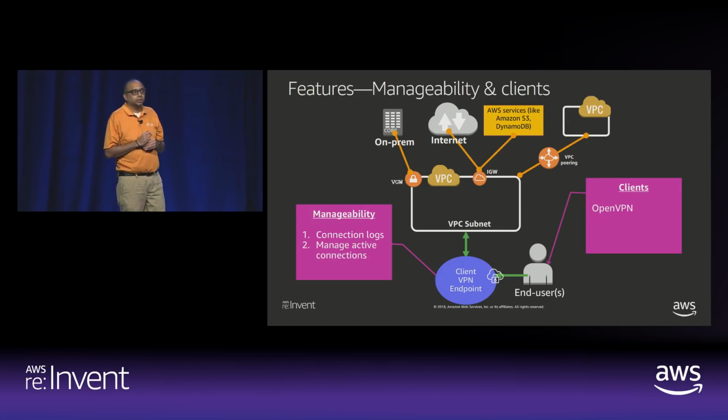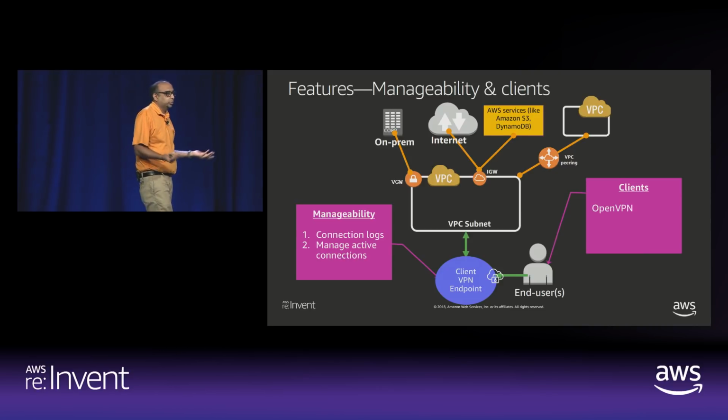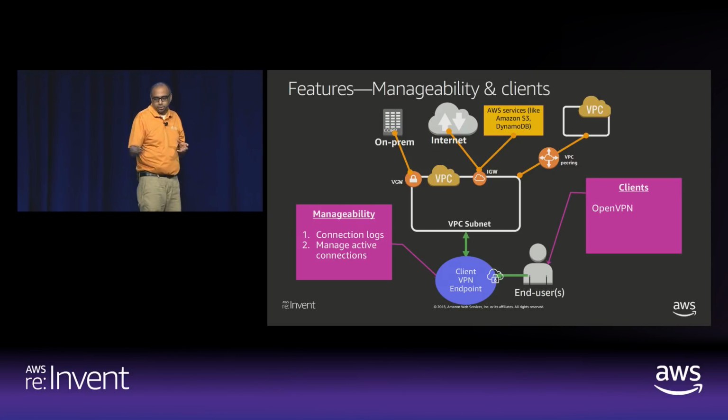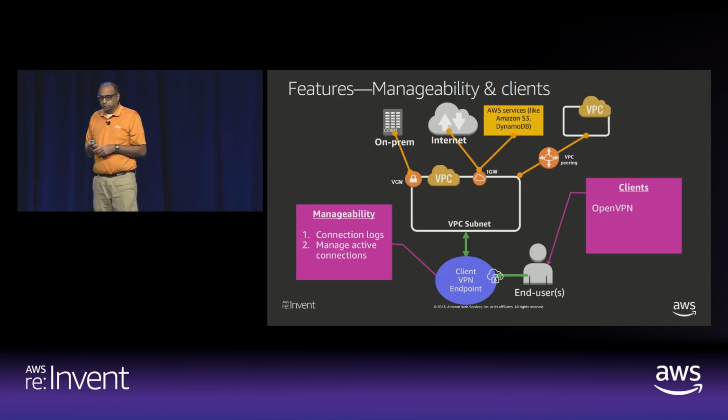And finally, from a client standpoint, like I mentioned before, we're going to support OpenVPN-based clients. It's not an Amazon-owned client, so you can just pick any OpenVPN-based client and run it on the device, and you should be able to connect to the endpoint. So those are the features.